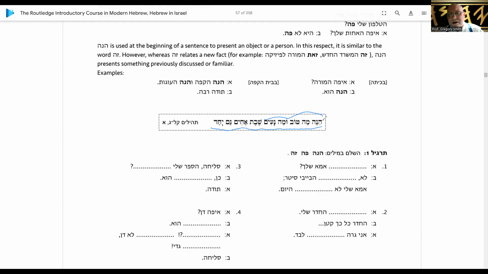Hine matov. So here, literally, it says, "Here is how good," or "Here is what is good," and what is pleasant, na'im. So look at what it says literally. Here is what is good and what is pleasant. Shevet, that's like a dwelling or sitting. Achim, brothers. Gam yachad.